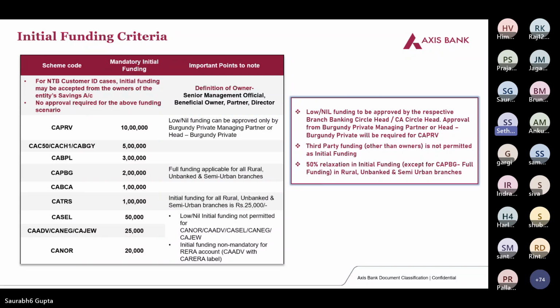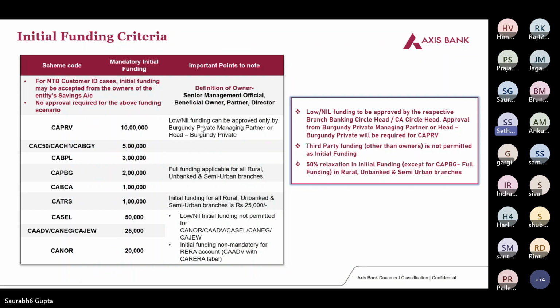So in case of a CA PBG account, which is a priority current account, the initial funding criteria is set at 2 lakhs. So a 2 lakhs initial funding check needs to be mandatorily collected, and during case initiation itself, those check details will have to be provided by the sales resource in the onboarding journey itself.